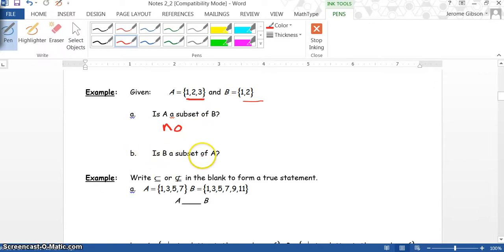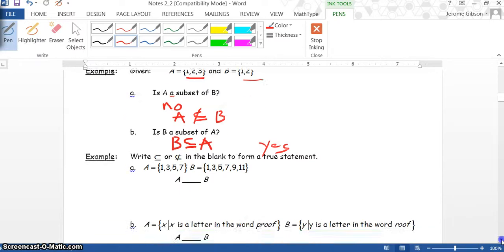Now it says here, is B a subset of A? Well, let's go back here to A. I should have put A is not a subset of B. And that would be your no. Now we come here, is B a subset of A? Now we look here. If we look at B, B has 1 and 2, and A has 1, 2, and 3. But B, all of B is contained in A, so B is a subset of A. So that answer is yes.